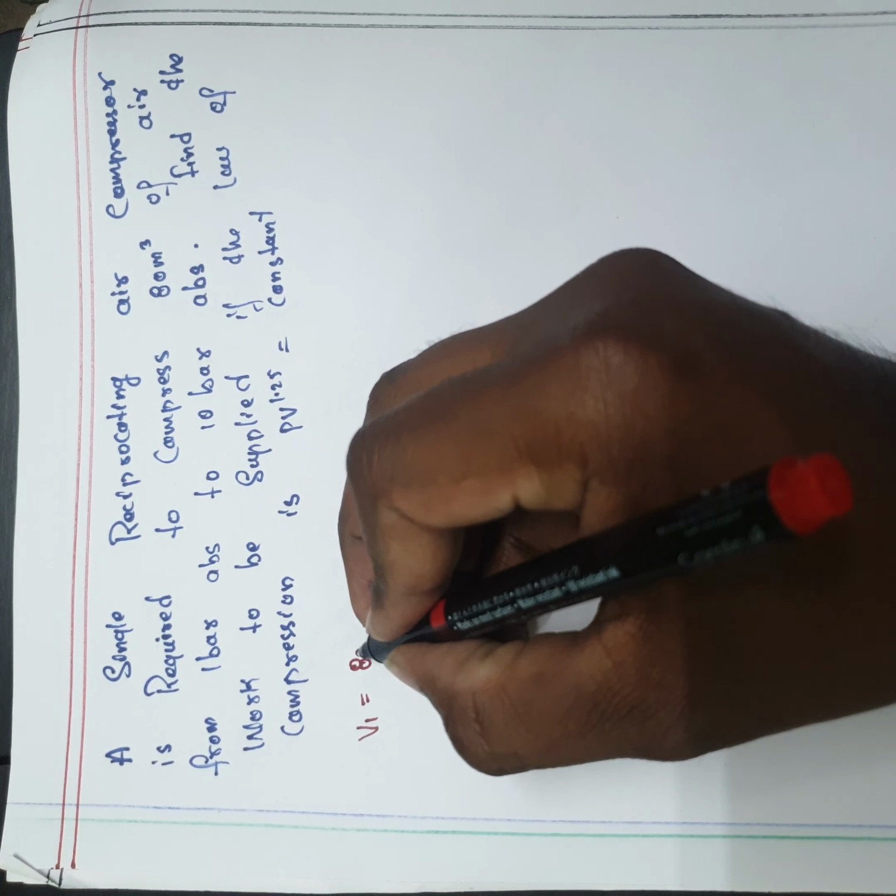If the law of compression is given, what is given? PV to the power of 1.25 is equal to constant, means small n value is given. How much is small n value? 1.25. Now, what you have to do? You have to select the process first. Which process is suitable for this one?